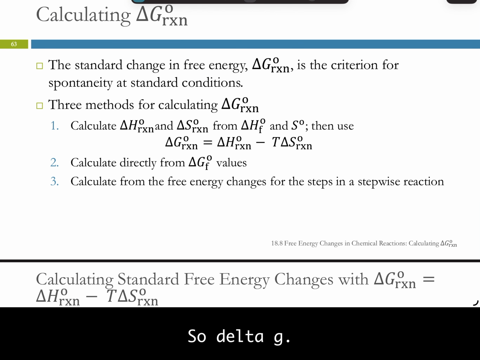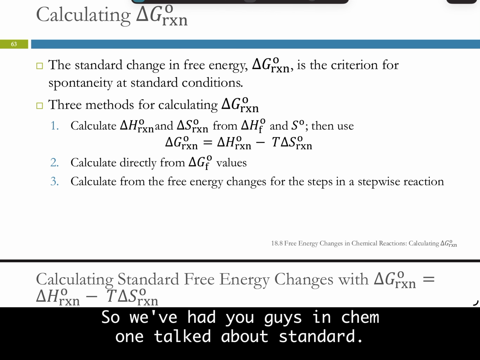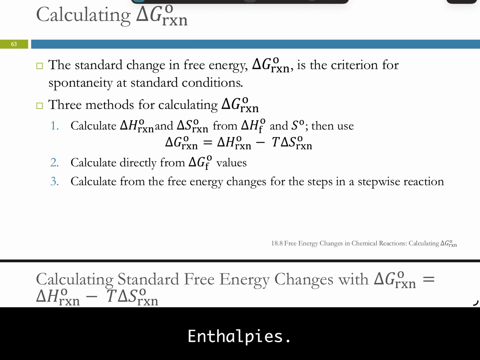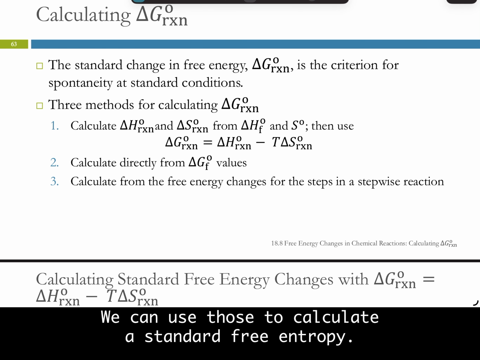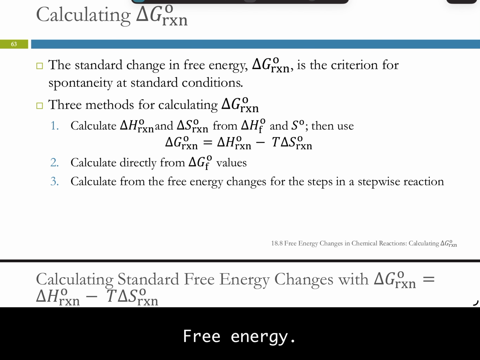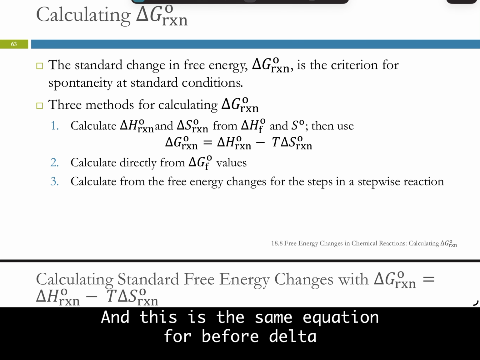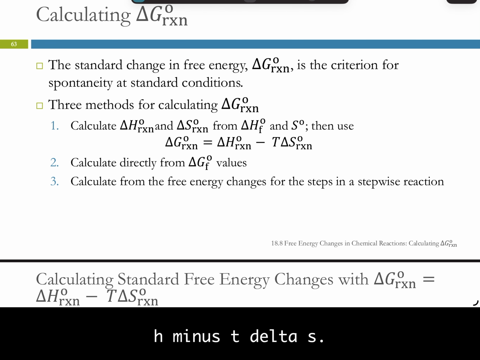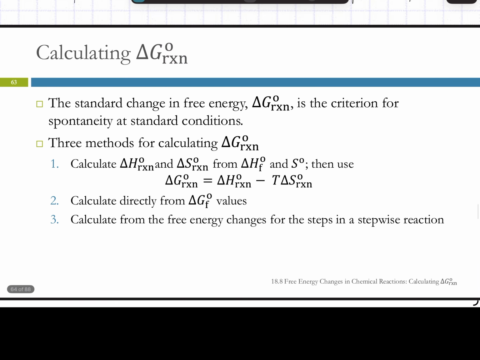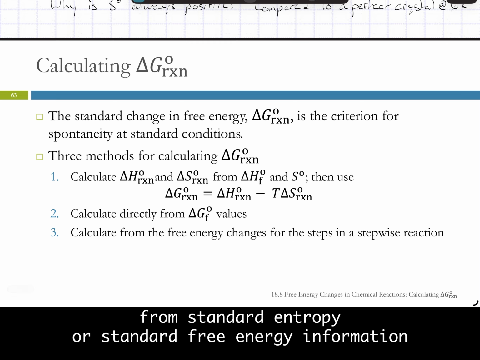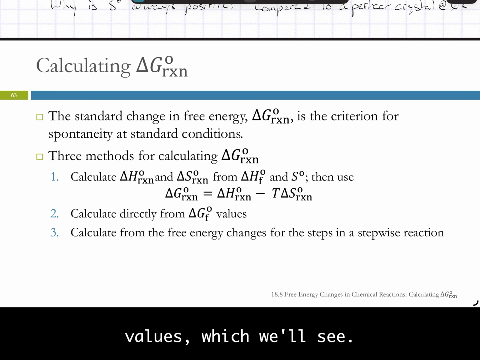All right, so delta G. So you guys in Chem 1 talked about standard enthalpies, so delta H naught for a reaction. But if we know delta H naught, if we have these standard enthalpies and we have standard entropies, we can use those to calculate a standard free energy. And this is the same equation as before, delta H minus T delta S. We can also calculate directly from standard free energy of formation values, which we'll see.